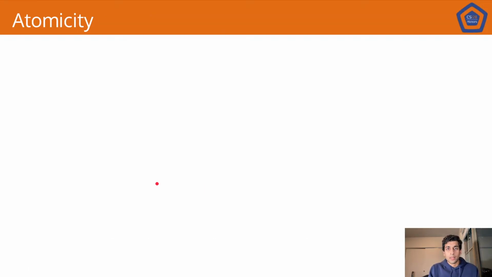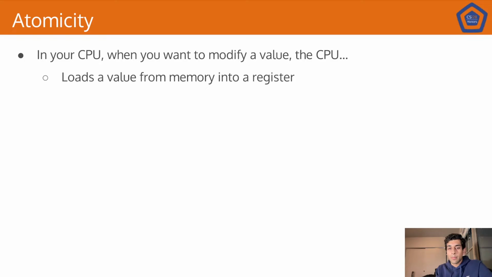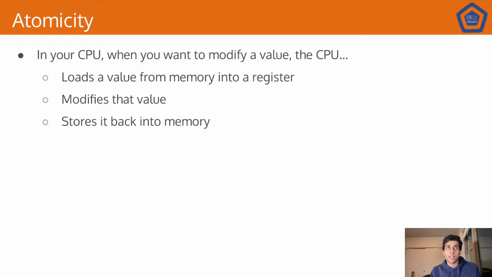Okay, so I just want to briefly go over what atomicity means. In your CPU, when you want to modify a value, the CPU will do three things. It'll first load the value from memory, from RAM, into what's known as a register. Then your program will operate on these registers to perform computations. Then your CPU is going to modify that value in the register, and finally store that value in the register back into memory. So you have 3 operations to just modify a single value.